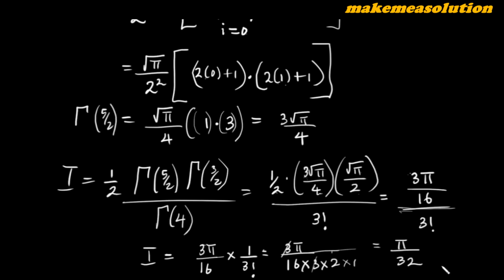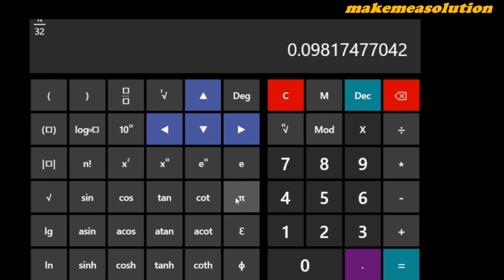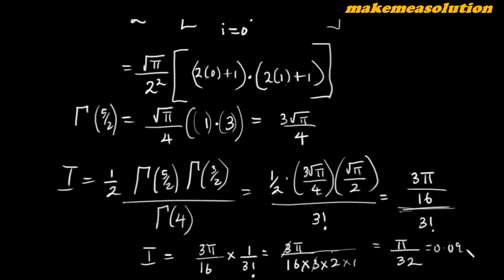And if you want to simplify pi over 32, let's just get the value with a calculator. So we have pi divided by 32, 0.09817. So if you got this, congratulations, you've got the answer. So this is basically how we do gamma and beta functions.